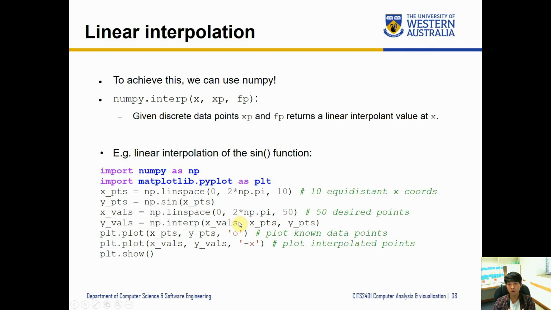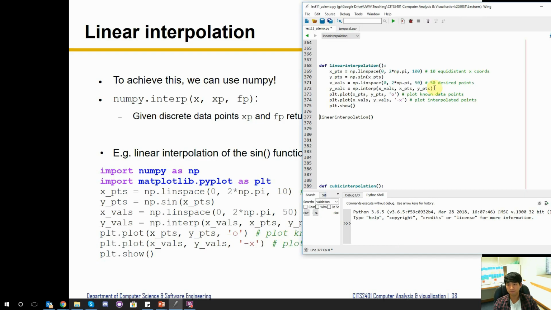from the point pairs of x points and y points. Those two are our known points, what we have, and this is what we want to interpolate using these points. We're going to plot it to see how they look. Our original points are going to have the O marker, and our interpolated points are going to have a solid line with an X marker. Okay, so let's run this.